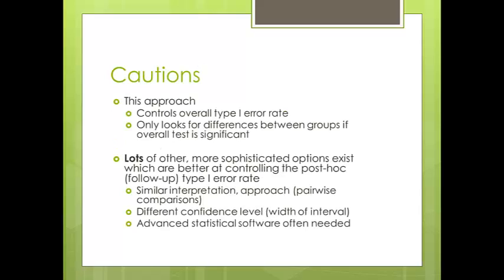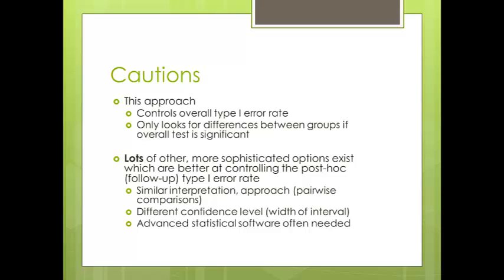So what does this approach do? Well, it's really a two-step approach. You first do an overall test. Some people call it an omnibus test, which is just a fancy word for overall. That's using the MAD statistic. By doing that, you control the overall type 1 error rate. That is the chance that you make at least one mistake. It's only if that test is significant that you look for differences between the groups.